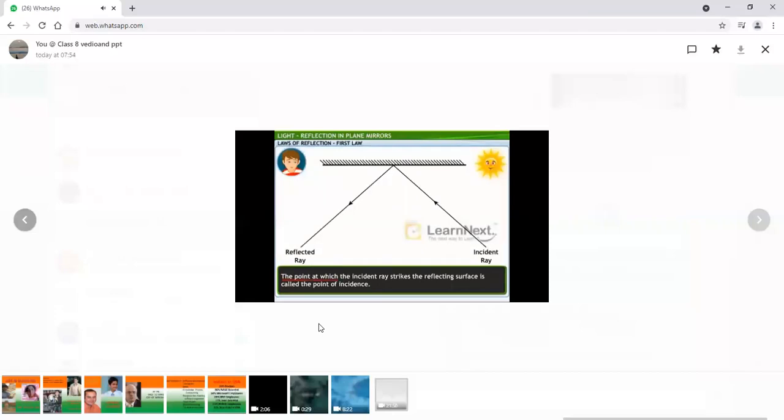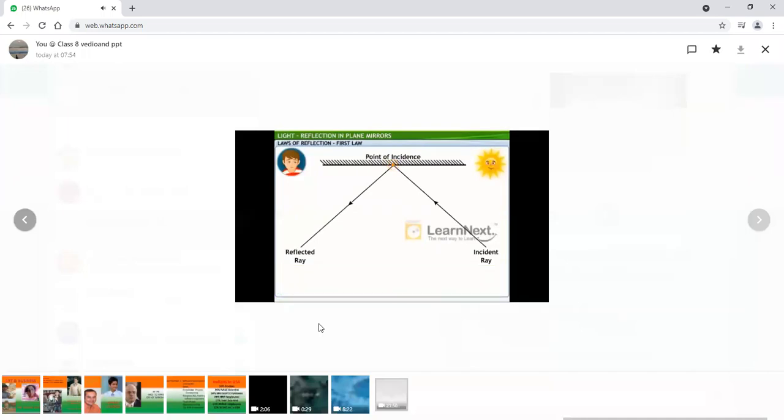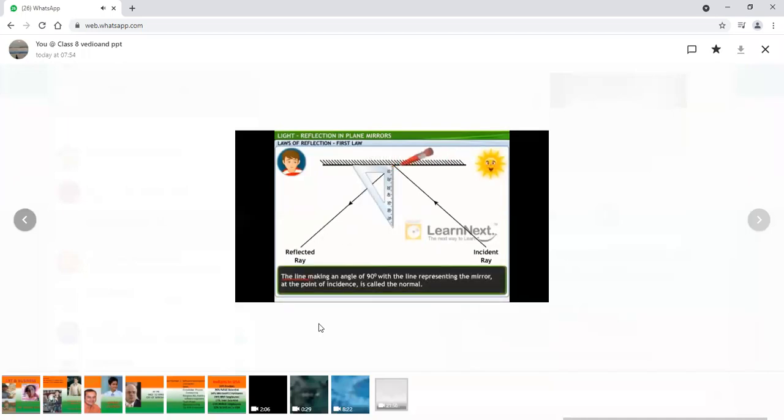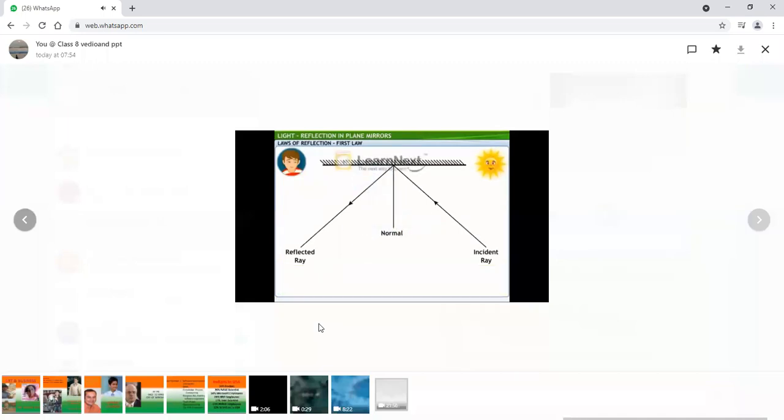The point at which the incident ray strikes the reflecting surface is called the point of incidence. Next, we draw a perpendicular to the line representing the mirror at the point of incidence by using the set square. This line is called the normal. Can you see how the other lines form angles with the normal? Yes, both the reflected ray and the incident ray form angles with the normal.